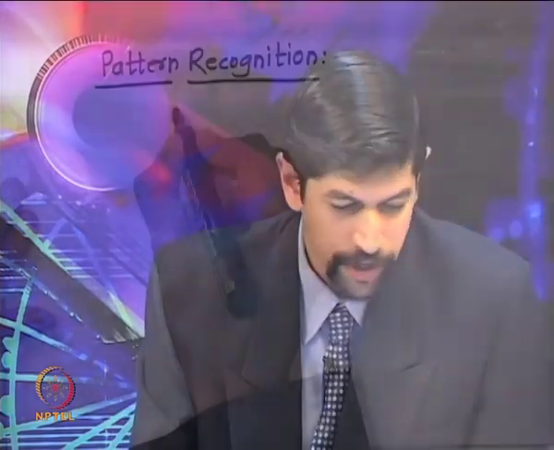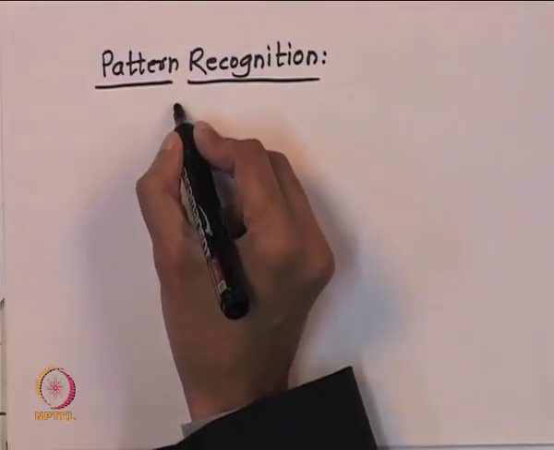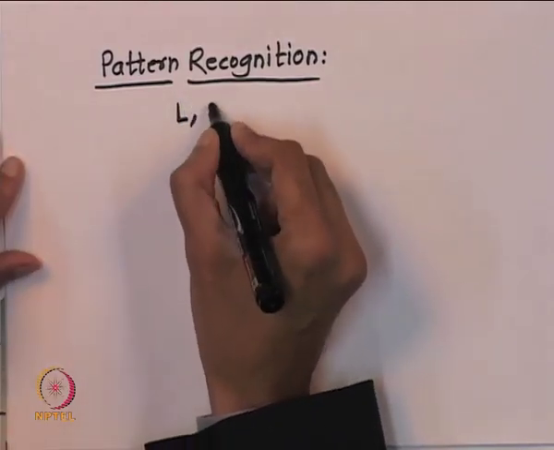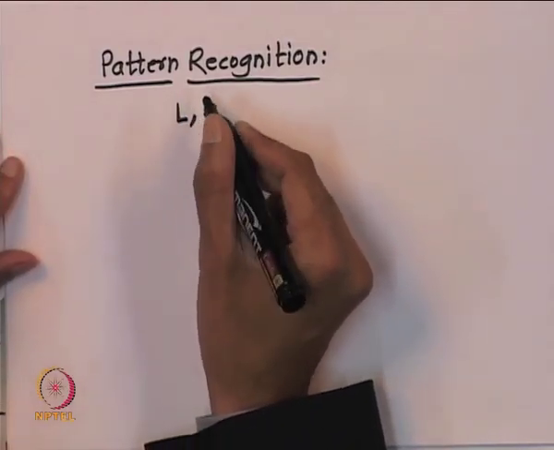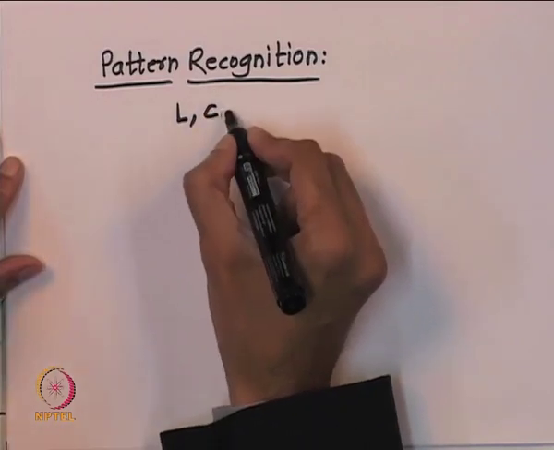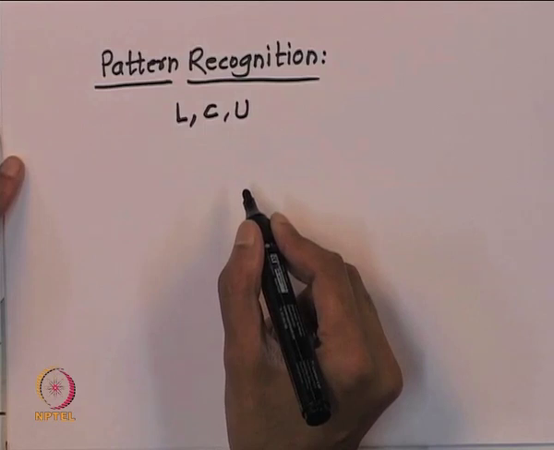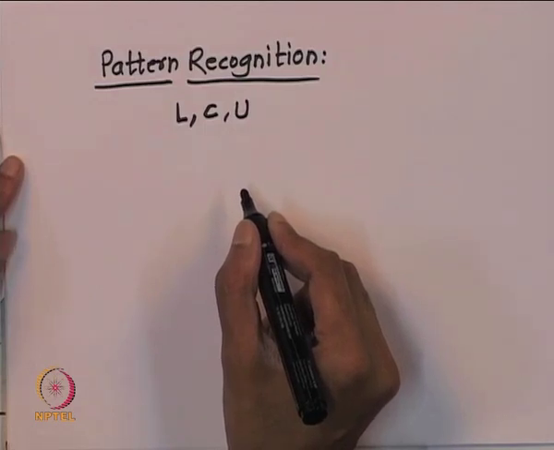We are going to see one application quickly using wavelet transform, but predominantly this will be left as an assignment to the viewers of this lecture. And I am just going to lay down the framework. Let's say we have letter L, letter C, and also letter U. So these are the three letters that we have with us.